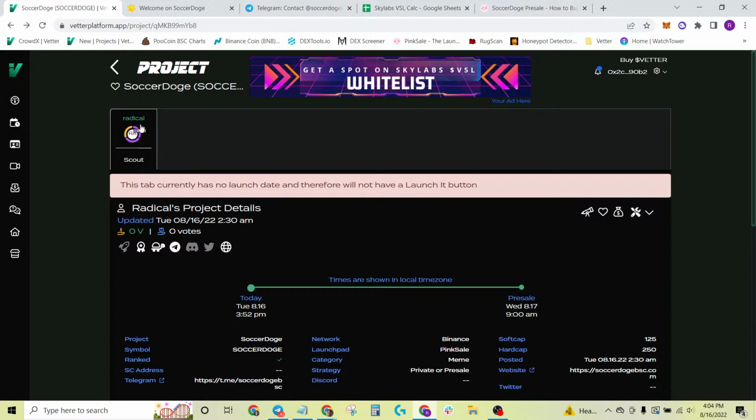Something to factor in: Radical. Radical's a great scout. Okay, Radical's a great scout. Let me actually pull this up. This will be really good. I want to show this for this example, what I'm talking about right here. This will be a really good thing to end on, okay? So Radical's a great scout. Look at his track record. He's a purple scout.